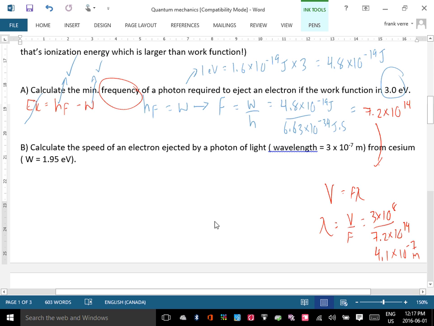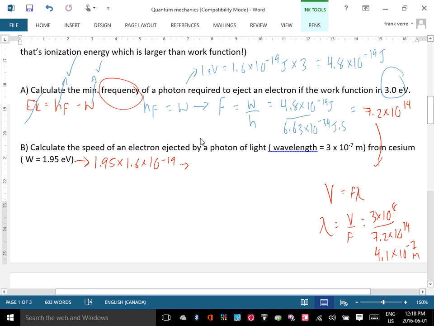Okay, last one. Calculate the speed of an electron ejected by a photon of light from a metal called cesium. The work function is 1.95 electron volts. This will be our last question. Again, electron volts, we're going to convert that to joules. So that will be 1.95 times 1.6 times 10 to the negative 19.